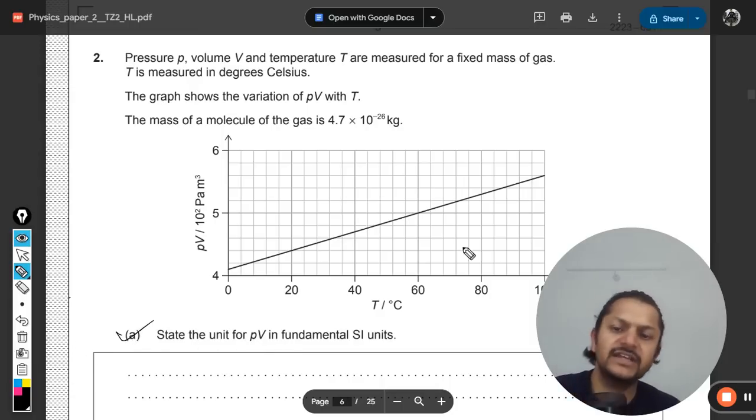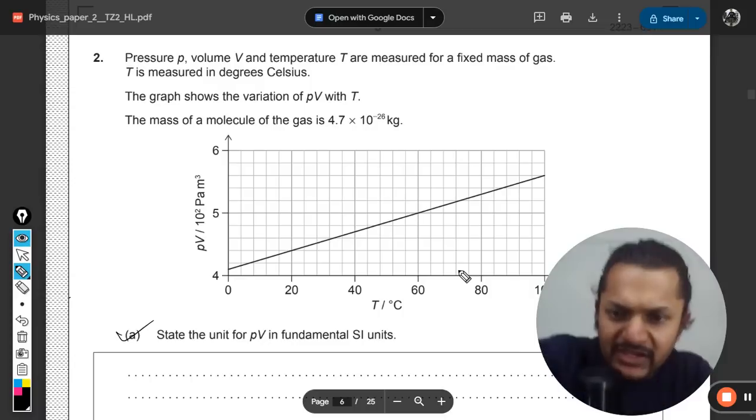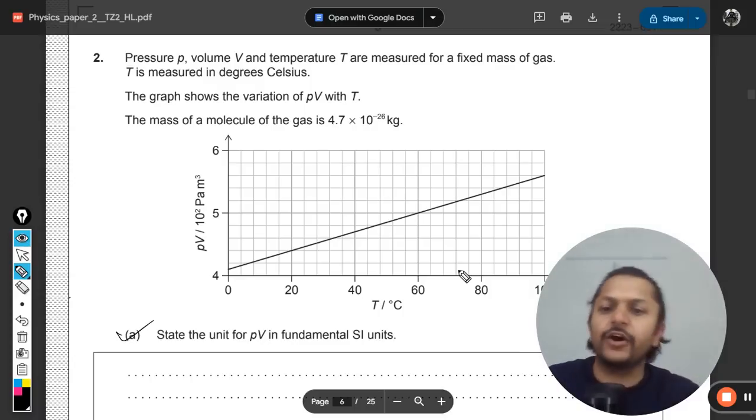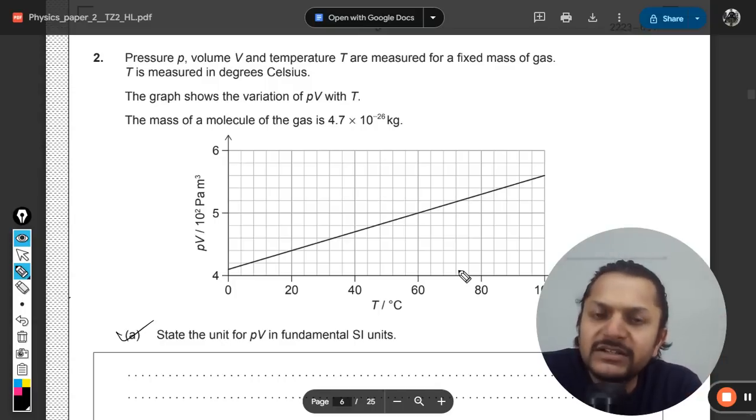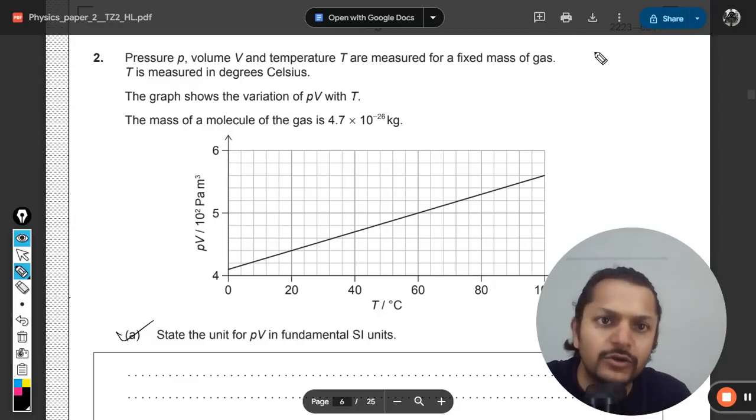So the first question is that you have to find the unit of the physical quantity PV. We know from the topic of thermodynamics that PV is actually equal to work done. Like work can be found with the help of PV. So we know that it should be joule, which is Newton meters, isn't it? And we can clearly create a unit out of it. Let's see how we are going to do it.